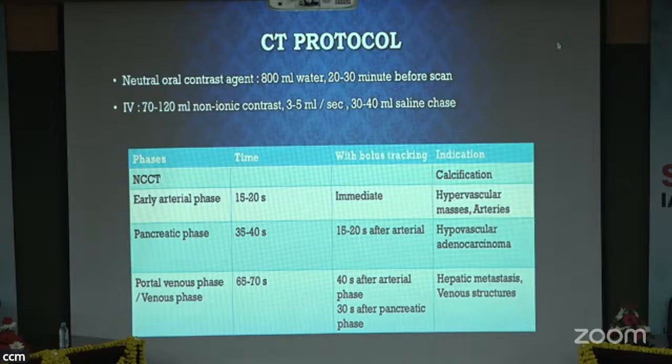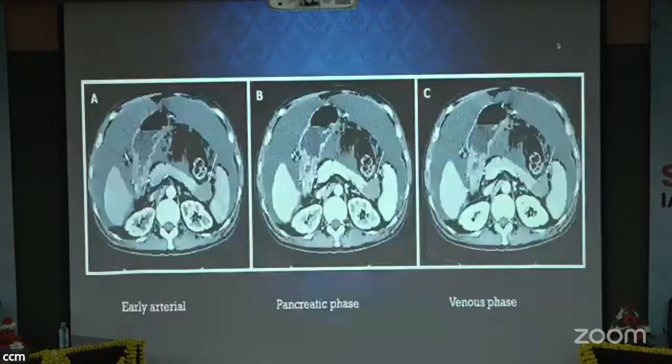But if you are interested only in seeing arteries, or if you are suspecting a neuroendocrine tumor, then we prefer early arterial phase. But if we are strongly suspecting adenocarcinoma, then pancreatic phase is taken, and portal venous phase is taken in most of the patients, and this is good for delineation of the venous structures and any hepatic metastasis. So one additional phase is the pancreatic phase.